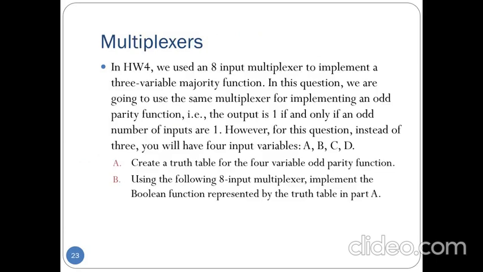Alright, so in this problem we are going to implement a 4 input odd parity function using an 8 by 1 multiplexer. So there are two parts to the problem. The first is we need to create a truth table for this odd parity function, and the second part is to implement this odd parity function using an 8 input multiplexer. Okay, so recall that an odd parity function will have an output 1 if and only if an odd number of inputs are 1, otherwise the output would be 0.